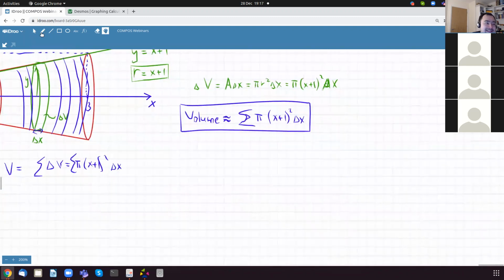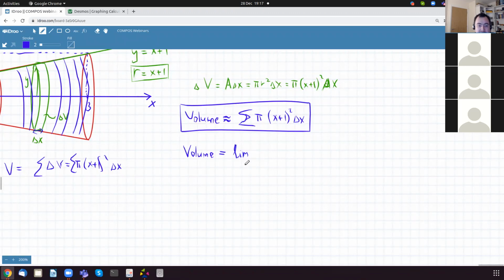And if you read the material about the Riemann sums, in fact, the volume is equal to the limit as n tends to infinity. N is the number of slices. No, I don't want n to tend to infinity. I want delta x, the thickness of the slice, as delta x tends to 0. The thickness of the slice tends to 0 of this exact sum.